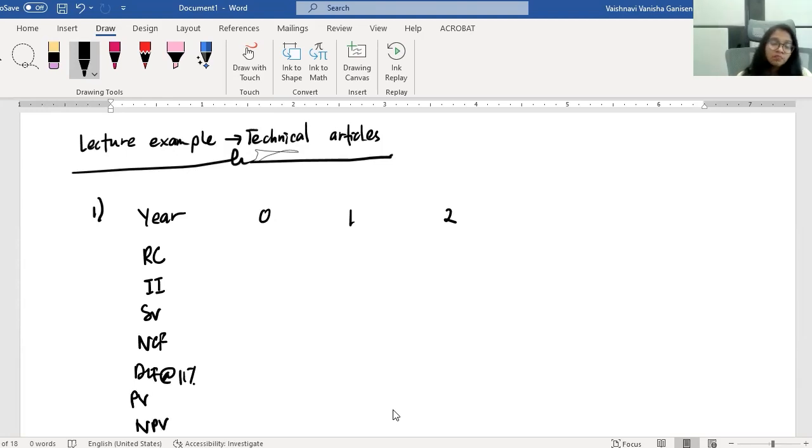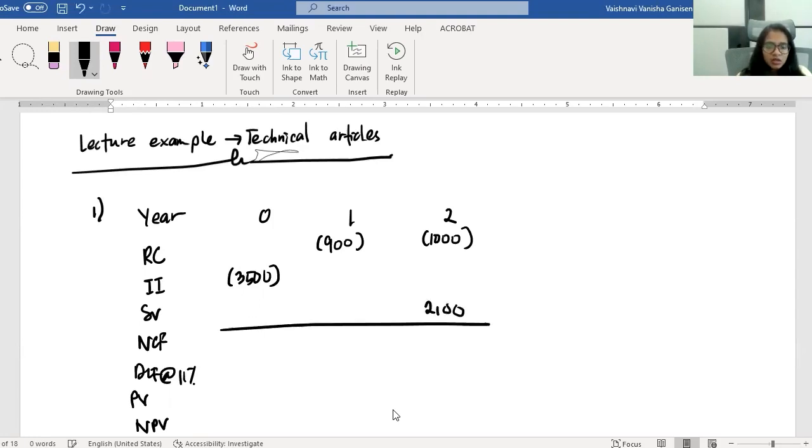PV and NPV. So my machine running cost will be 900 and 1,000. So guys, please remember this is in negative because it's a cost to your company. Your initial investment is 3,500. Do you have a scrap value? Yes, the scrap value in year 2 is expected to be 2,100. This is the only positive cash flow.